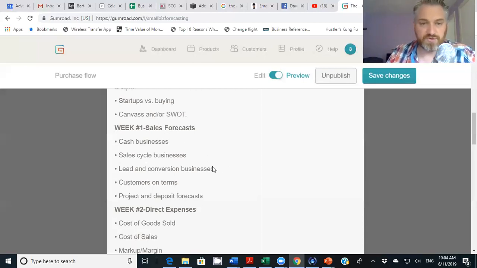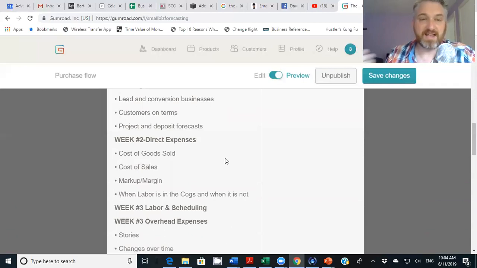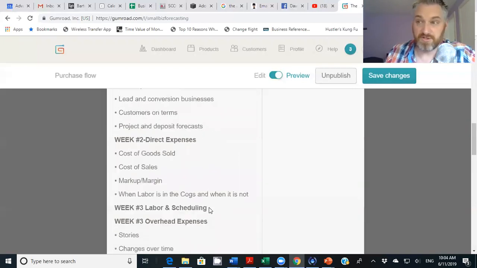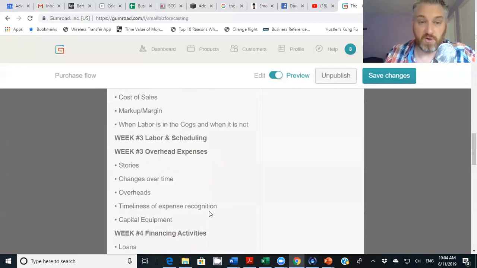So we do the sales forecasting, and then in week number 2, we do direct expenses. So what does it cost us to make or provide the services that we're selling? These are our direct expenses. And we also get into the topic of labor and scheduling in week number 3, and then the overhead expenses. Week number 3 was a big week.